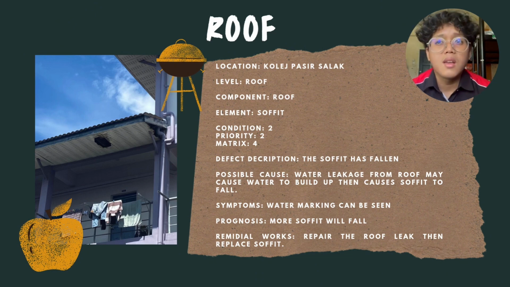The symptoms, which is water marking, can be seen. As you can see the hole, there are certain water marking and mold. The prognosis for this defect is more soffit will fall, and the remedial work is repair the roof leak first, then replace the soffit.